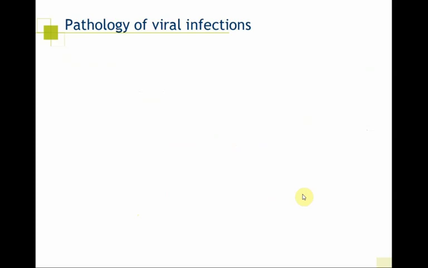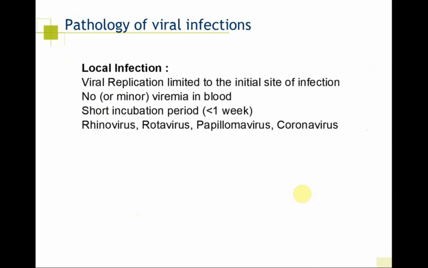Okay, so that's how the virus gets into the body. Once the virus has infected somebody, one of two things can happen. You can have a localized infection. In that case, virus replication is limited to the initial site of infection. So you don't have viremia. Viremia means virus in blood. So no viremia, and you have a short incubation time.